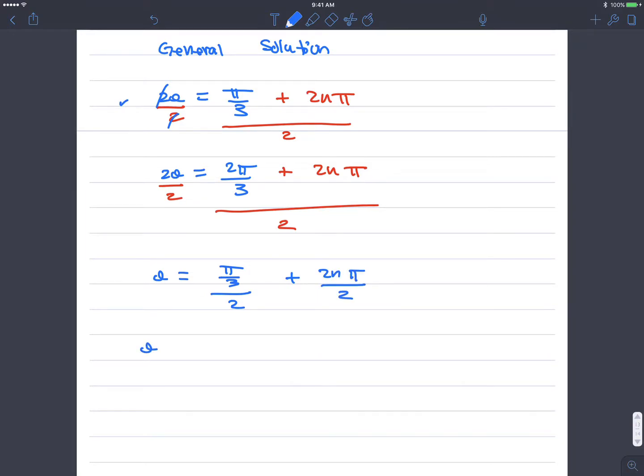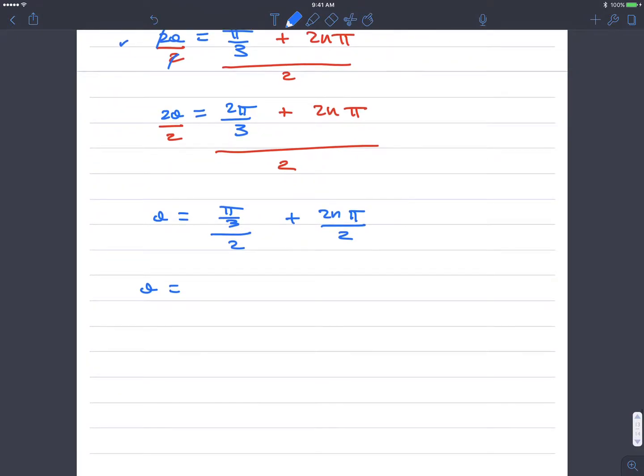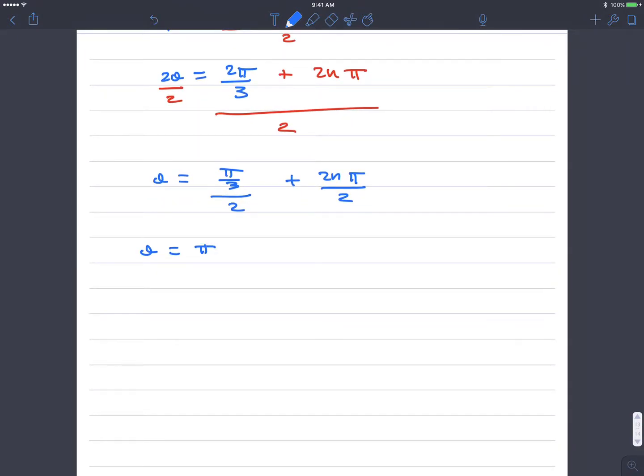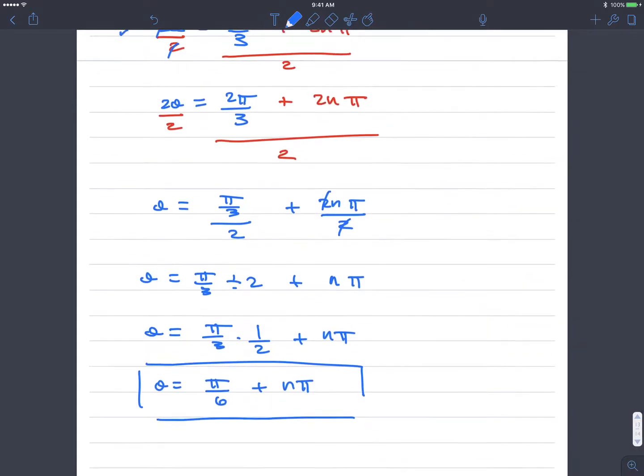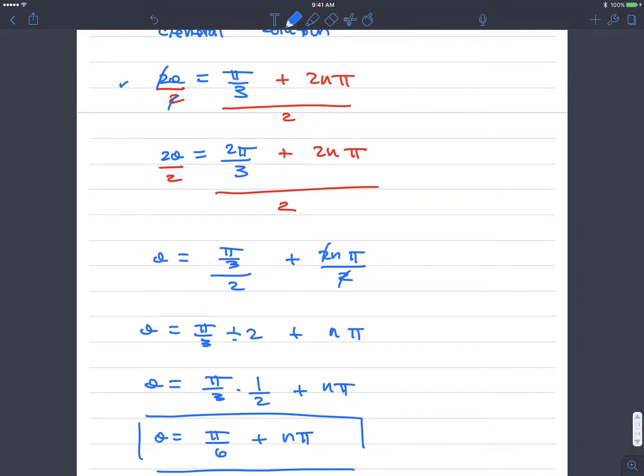Do you guys know what it means to take a fraction like pi over 3 and divide it by 2? I mean, you may say, I know 2's cancel here, and I get an n pi. You're right, but this means pi over 3 now times what? 1/2 plus n pi. So my theta here is going to give us pi over 6 plus what? N pi. That's the first general solution. That comes from this equation here, okay? That comes from this right here.